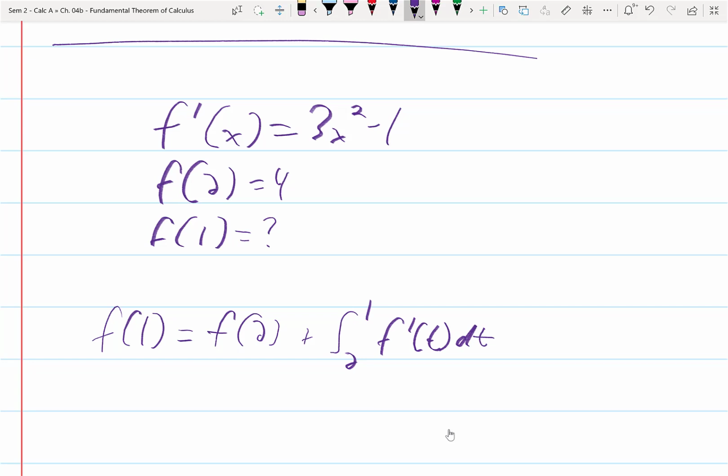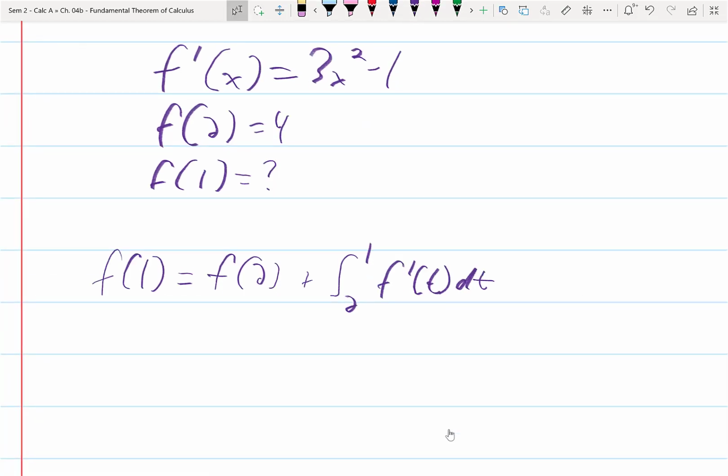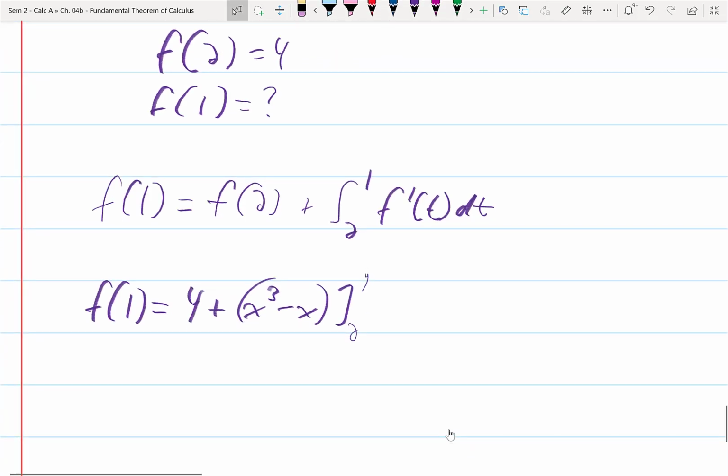Now, later about why I'm using t's and not x's here. It doesn't really matter that I'm using t's and not x's. I'm just doing that so I don't have the same variable mean different things. But I can now actually evaluate this. F of 2 is 4. F prime of t integral is x cubed minus x, evaluated from 2 to 1. Even though it's negative, that's not a big deal. I get 4 plus 1 cubed minus 1 minus 2 cubed minus 2. 4 minus 6. I know that f of 1 is -2. I was able to find f of another number by just knowing what 1 point was and what the derivative was. That will be the power of it.